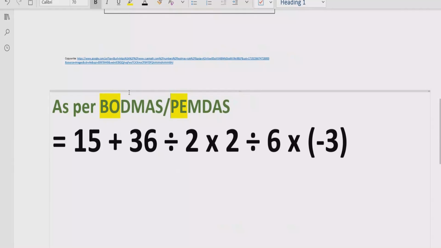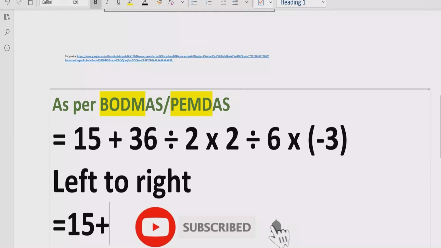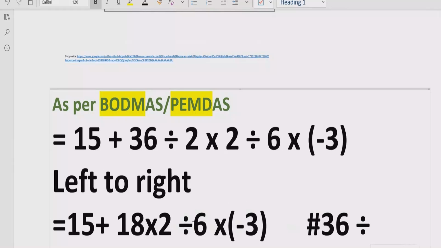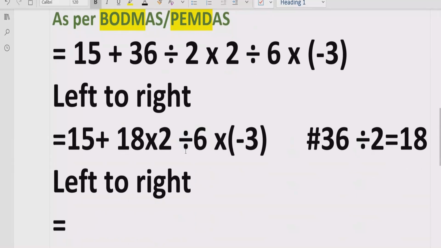Now, step number 3, we have to solve the division and multiplication or multiplication and division. What we have to do, we have to go left to right in this expression and find out which is coming first. So now we have 15 plus 36 divided by 2 multiplied by 2 multiplied by -3. Here we have to give the reference: 36 divided by 2 equals 18. Now move forward, again we have to go left to right to solve all division and multiplication.